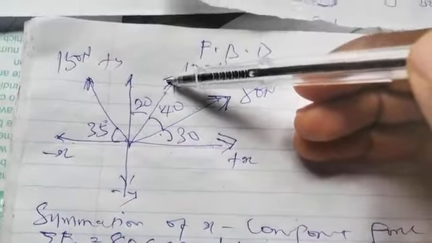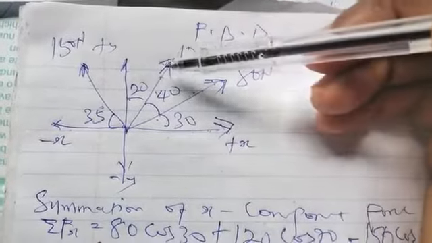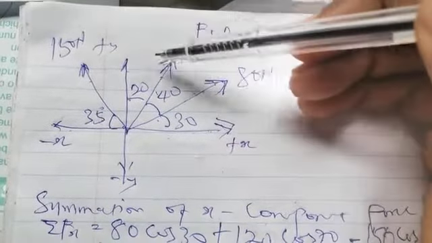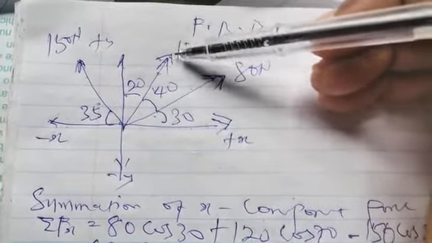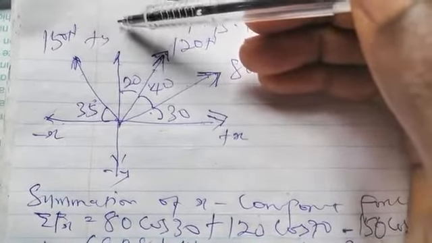hold the tip of the arrow of the force, pull it till it meets the y line. If you do that, consider the angle it passes through. So while you pull this force to the y line, check the direction. The direction is pointing outwards. If you pull to the y line, it still points outwards, so it's positive. It points vertically upwards, it's positive.